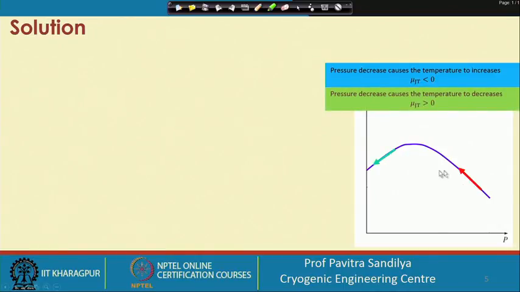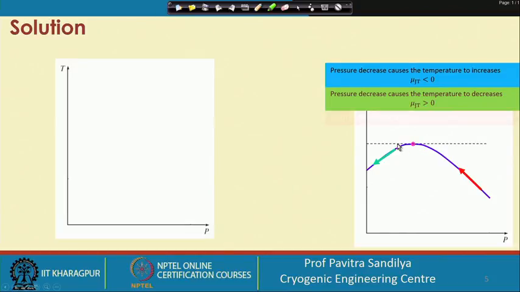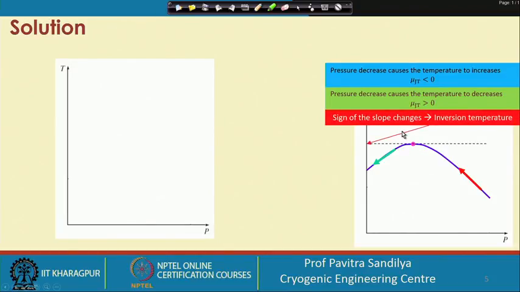On the other hand, in the other zone where with a decrease in the pressure the temperature also decreases, we have mu JT more than 0, that is positive. So, for cooling we want mu JT to be always positive. Here, whenever there is a change in the slope, it is called the point of inflection. This particular point is what we call the point of inversion. Whatever temperature we read here will be the inversion temperature of the particular gas.